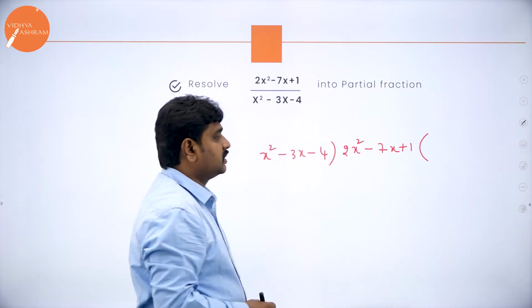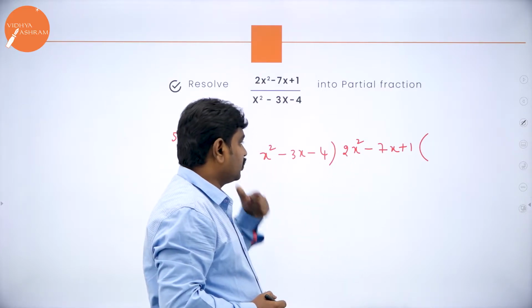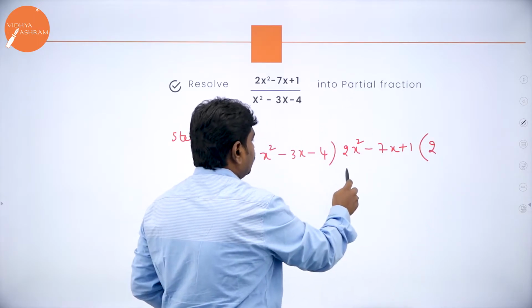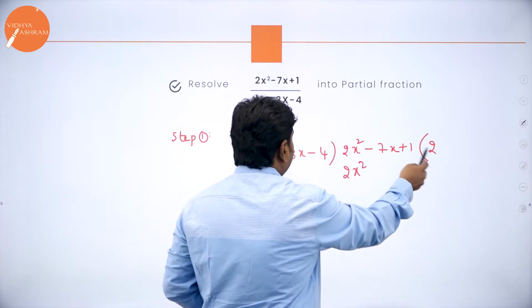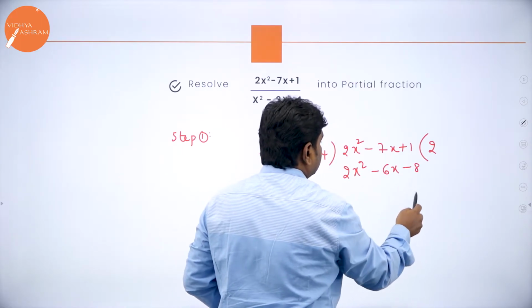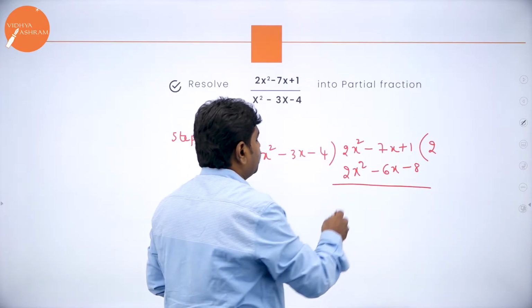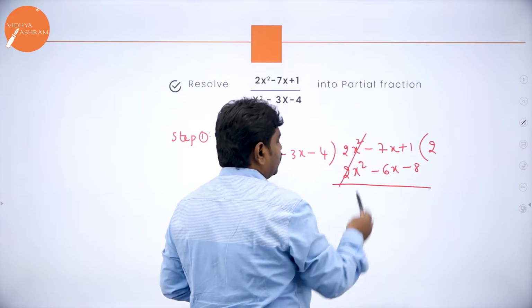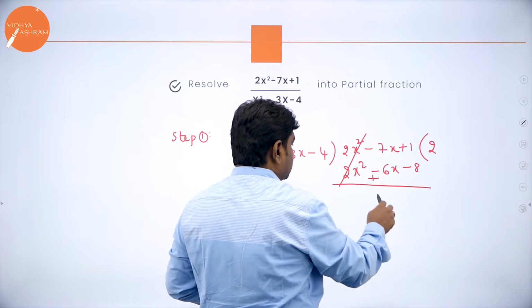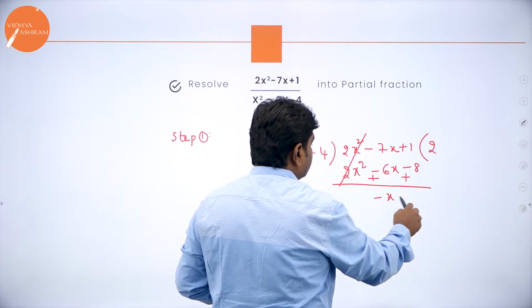Let us divide this. First observe the highest degree term. 2x square is there. Here we have x square. So multiply 2 to this. So quotient is 2. 2 into x square is 2x square. 2 into minus 3x is minus 6x. 2 into minus 4 is minus 8. Now all of you know how to divide polynomial. So now subtract this. When I subtract, 2x square cancels. All of you know while subtracting you should change the sign. Minus 7 plus 6 becomes minus x, and plus 1 plus 8 becomes plus 9.